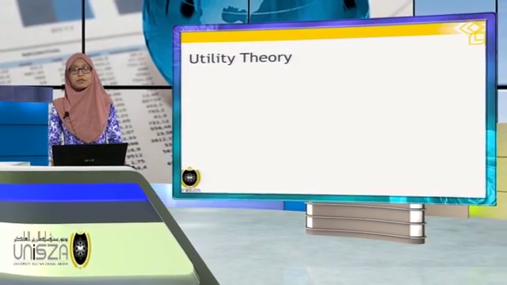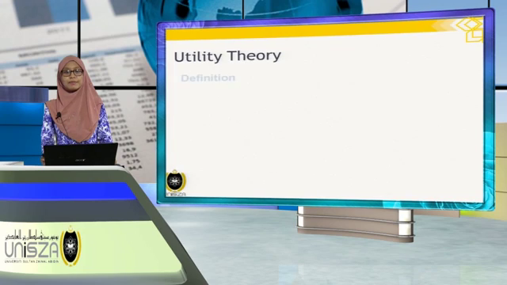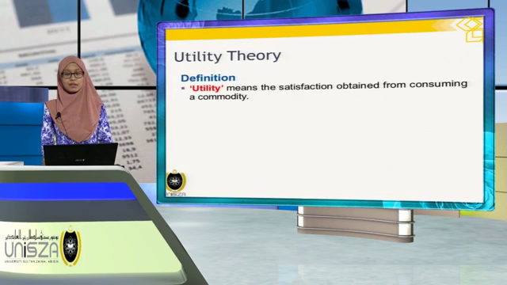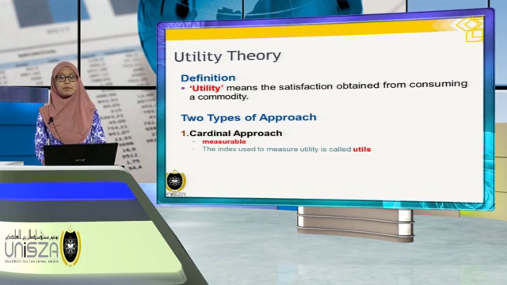Let's move to utility theory. Utility can be defined as satisfaction obtained from consuming a commodity, or it is a measure of the satisfaction, happiness, or benefit that results from the consumption of a good. So basically, students, there are two types of utility approach. The first one is the cardinal approach.